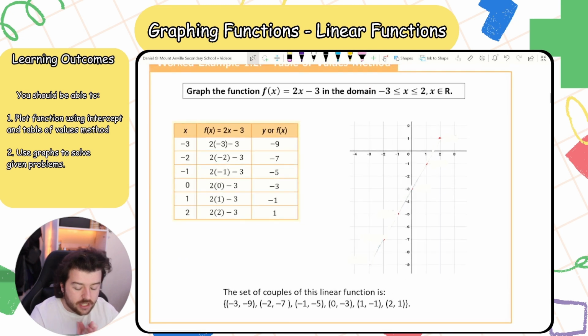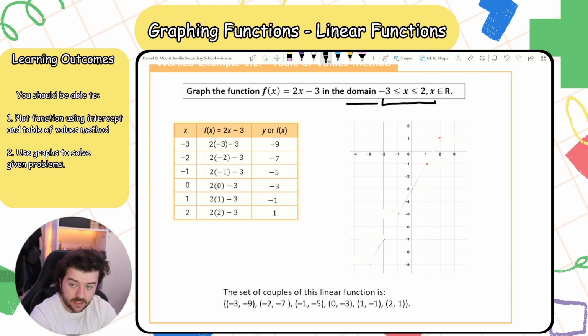Graph the function f of x equals 2x minus 3 in the domain minus 3 is less than or equal to x, which is less than or equal to 2. So in my domain, this here is just telling me what all of my inputs are. Well, x is greater than or equal to minus 3, but it's less than or equal to 2. Therefore, x can equal minus 3, minus 2, minus 1, 0, 1, 2. It can't equal anything more or anything less. It's trapped in between those two values.